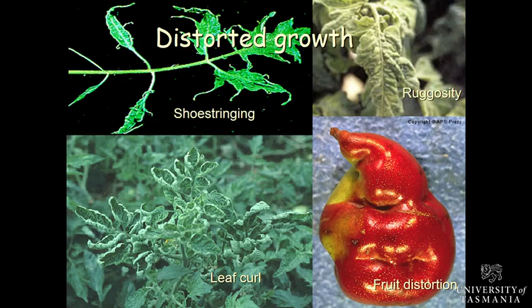Or distorted growth, again, where you've got puckering, you've got these reduced lamina, you've got leaf curling, all related to distortions in the growing tip. So you've actually got some cells that are growing fast, some cells that are growing slow because they're virus infected, and that ends up with this puckered growth.